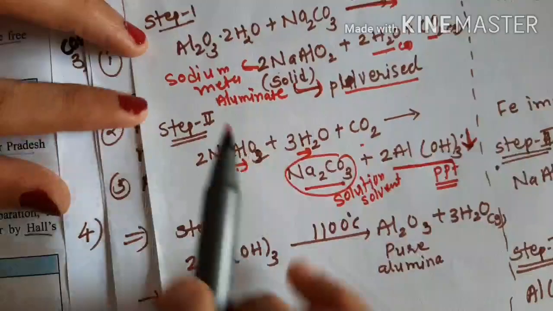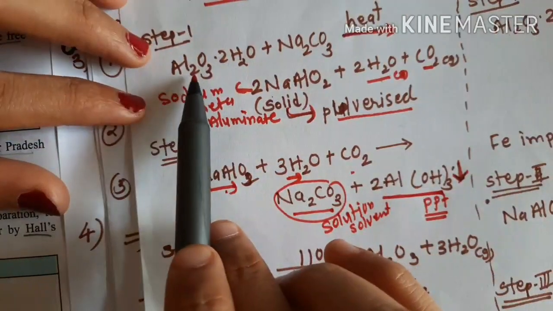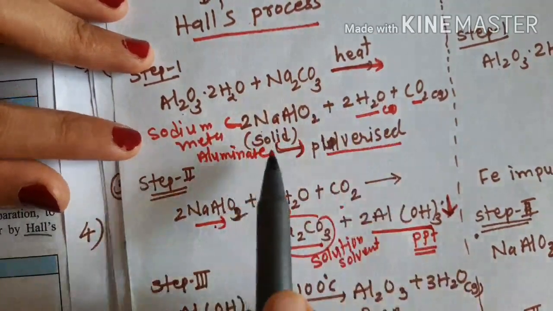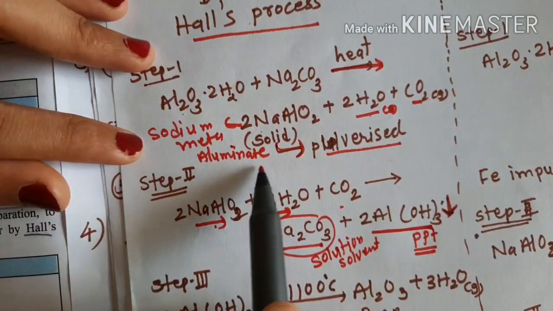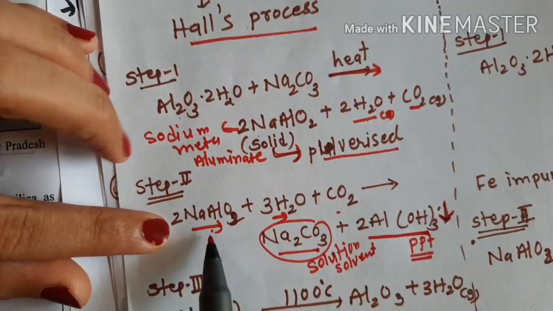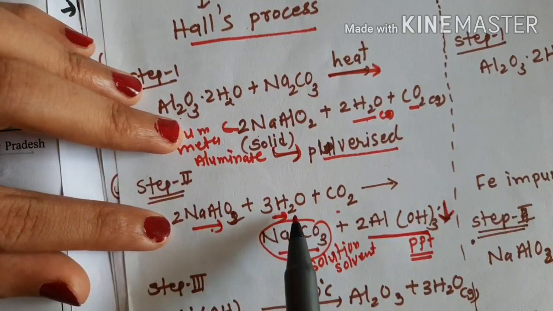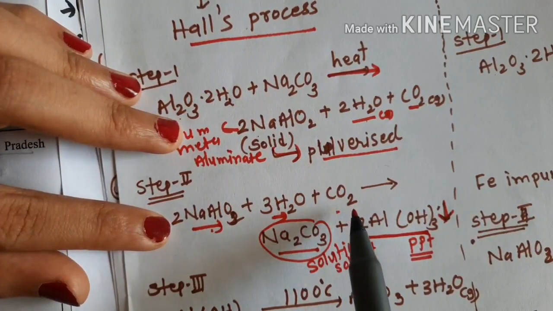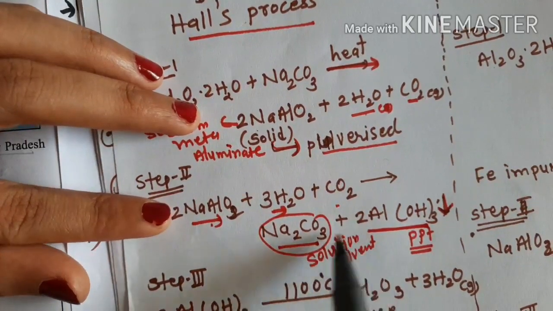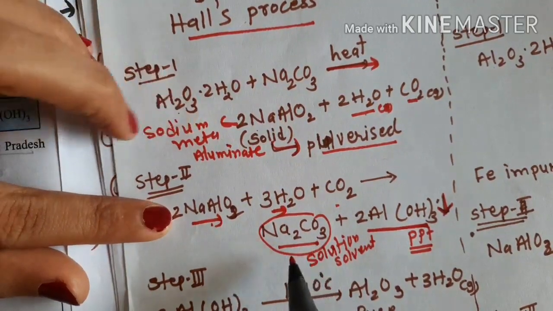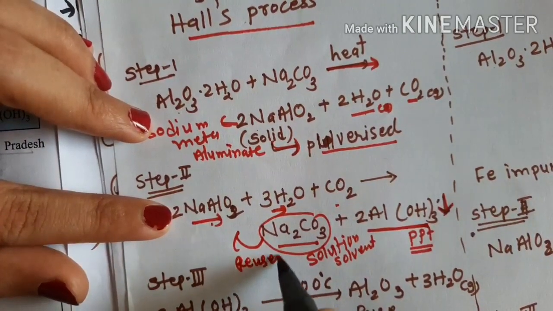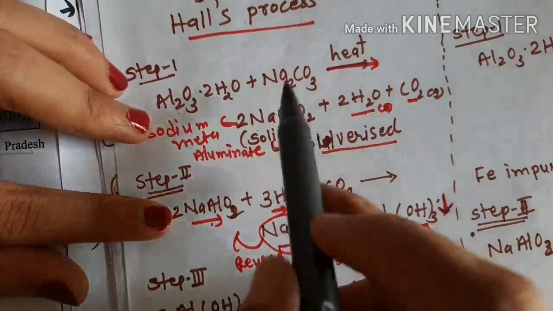Have you understood this? In the first step, the bauxite powder reacts with the sodium carbonate and we heat it. When it converts into sodium meta-aluminate, that sodium meta-aluminate is pulverized one more time, and when the sodium meta-aluminate is dissolved into the water and carbon dioxide is passed, immediately the sodium reacts with the carbon dioxide and forms a solution, sodium carbonate, and that sodium carbonate we can also reuse. We can reuse this sodium carbonate in this step.